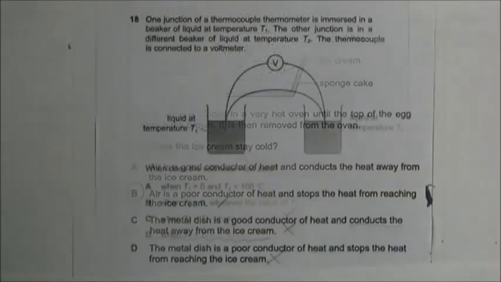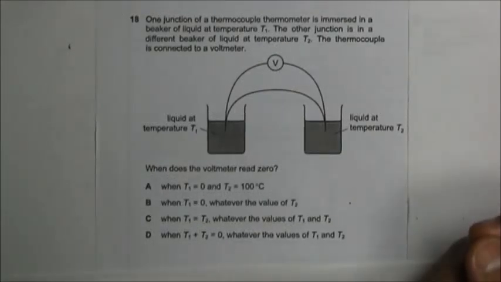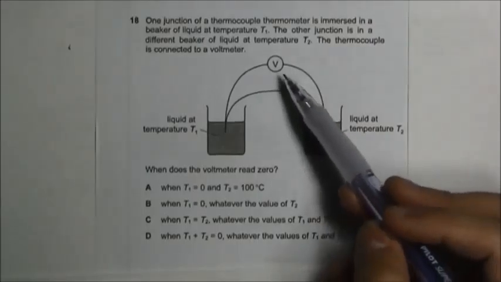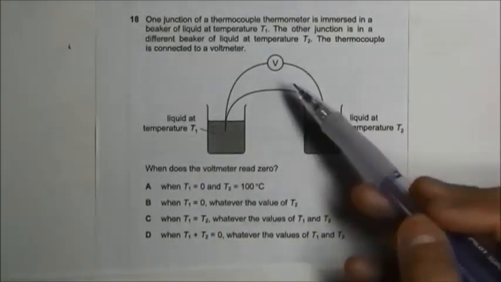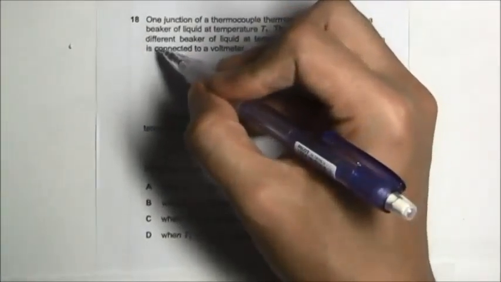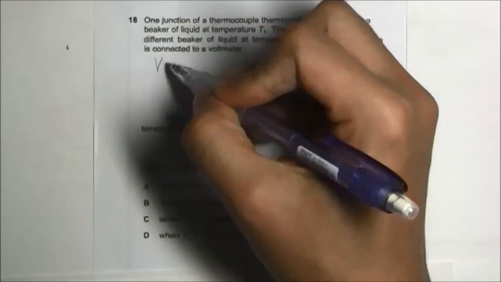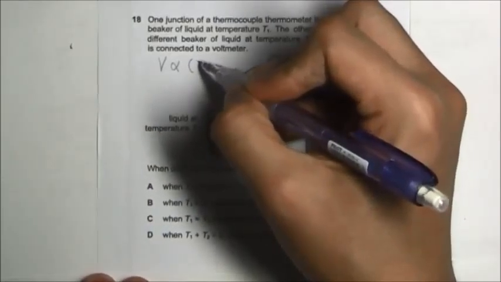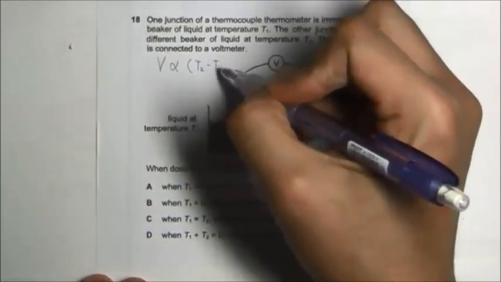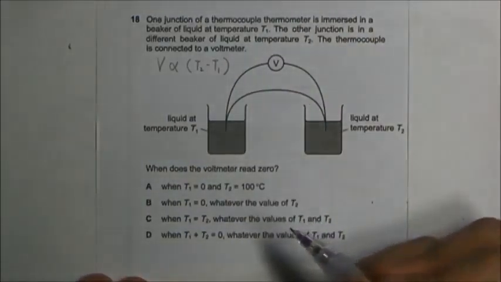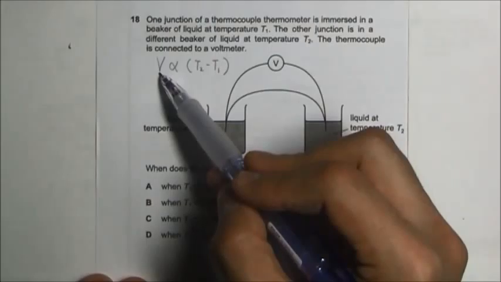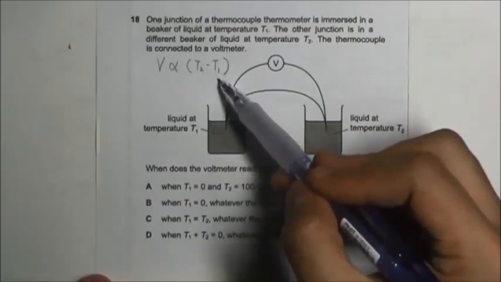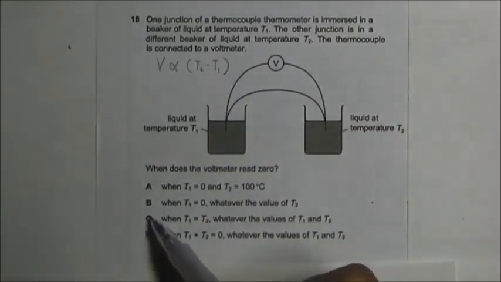Okay, we have to understand the working principle of a thermocouple. So basically, when the temperature difference between T1 and T2 increases, the voltage that is recorded by the voltmeter will also increase with it. So we can say that the voltage is directly proportional to the temperature difference between T1 and T2. So in order for the voltage reading to be 0, we have to make sure that the temperature difference is 0 as well. So the answer should be C.